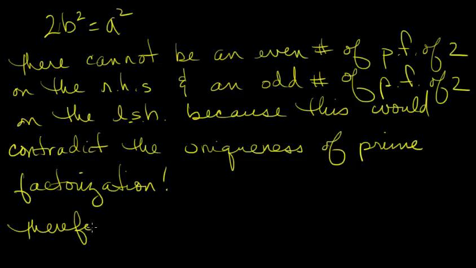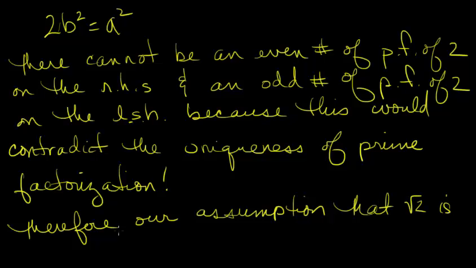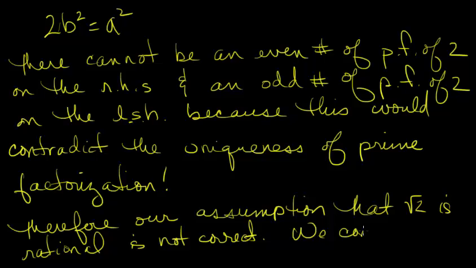Therefore, our assumption that the square root of 2 is rational is not correct. We conclude the square root of 2 is indeed irrational. So you'll have a homework problem like this assigned to prove that the square root of some other number is irrational, and you could use the method used in the book, or you can use this method here. You can assume that it is rational and then contradict the unique factorization theorem.